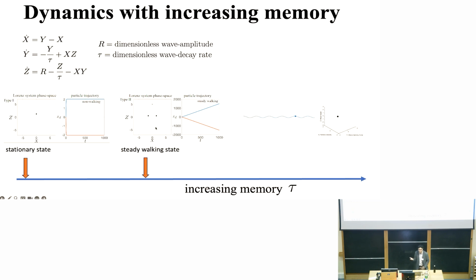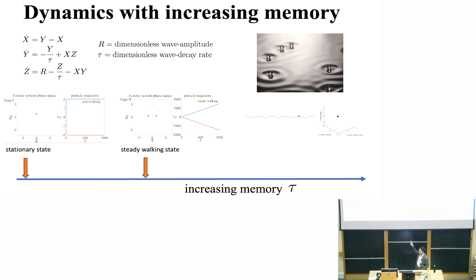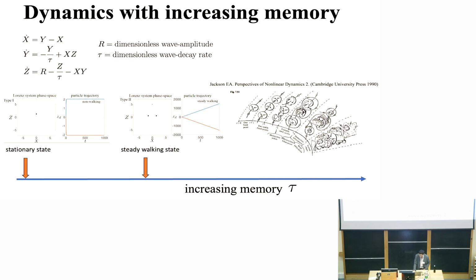And what this corresponds to is a positive constant velocity and a constant velocity going in the other direction. So these are, again, steady walking states, which are observed in experiments, a droplet moving at a constant speed in a given direction. Now, what happens if we continue increasing memory?